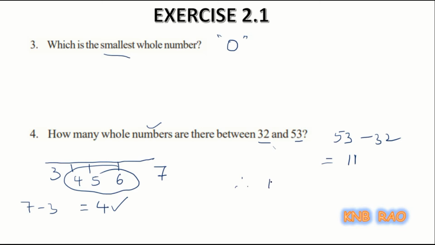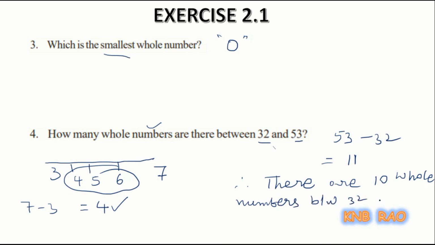So you can say there are 10 whole numbers between 32 and 53. This way you can conclude. So I explained to you with one simple logic. Between any two whole numbers, if you are finding how many are there, you have to find the difference, and 1 less than that difference will give us how many whole numbers are there between those two whole numbers.